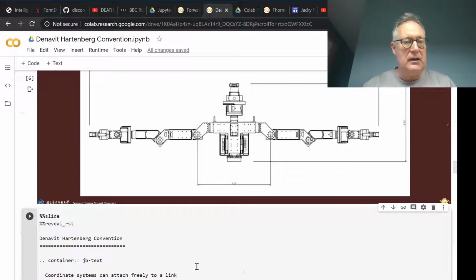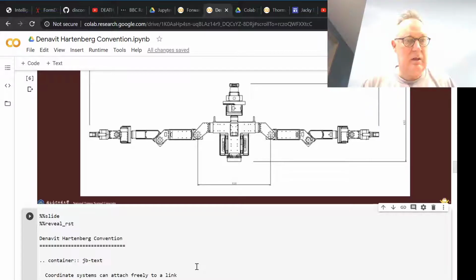So for that 4x4 matrix, we need to calculate 16 unknowns. However, the last row we know is 0, 0, 0, 1. So that means we're left with 12 unknowns.